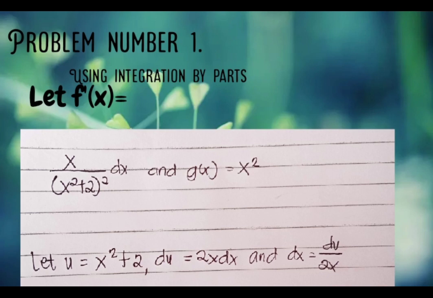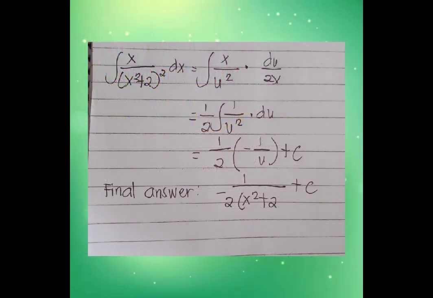To compute f, we need to integrate x over the quantity of x squared plus 2 squared using the substitution. We let u is equal to x squared plus 2, du is equal to 2x dx, and dx is equal to du over 2x. When we substitute the values of u, du, and dx, the integral of x over the quantity of x squared plus 2 squared dx is equal to the integral of x over u squared times du over 2x.